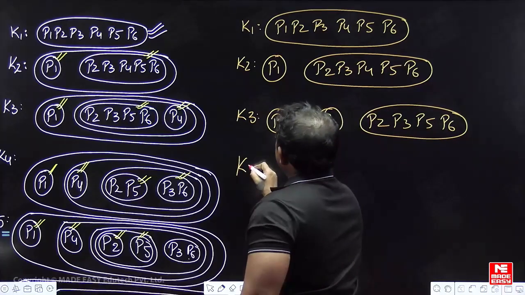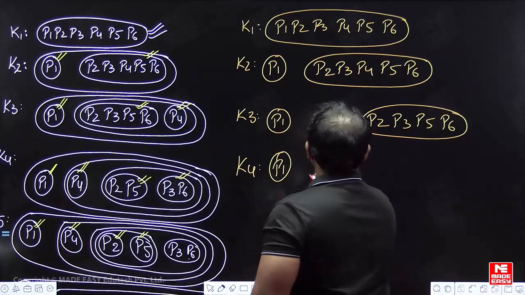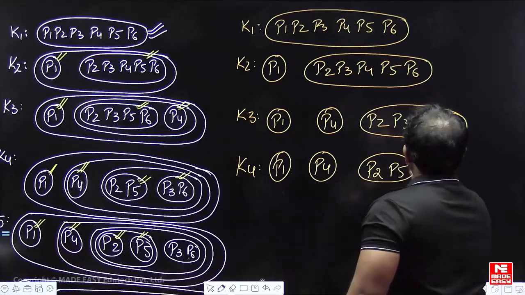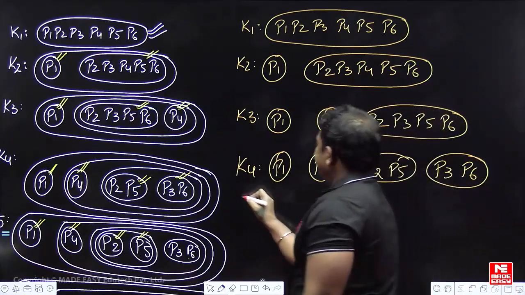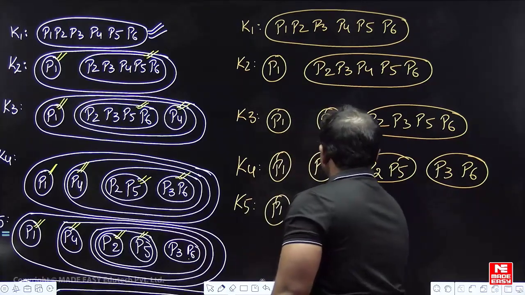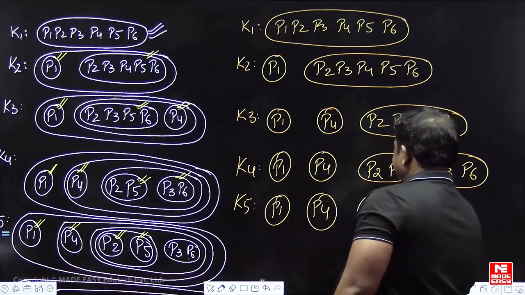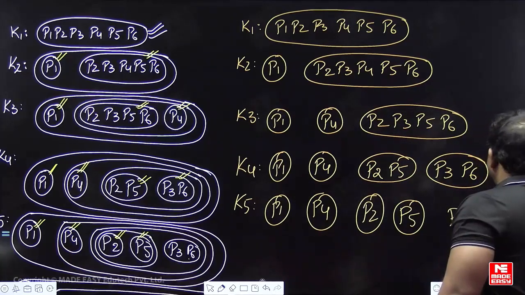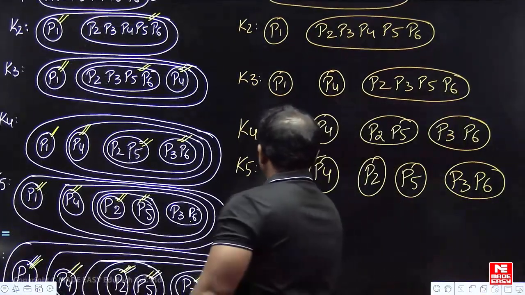Now K4. So P1 is there, P4 is there. Now this becomes P2 and P5 and P3 and P6. Look, like this. Next K5. P1 is independent, P4 is independent. Now P2 becomes independent, P5 becomes independent. Now P3 and P6 still they are in the cluster. Okay, right. Now come to K6.